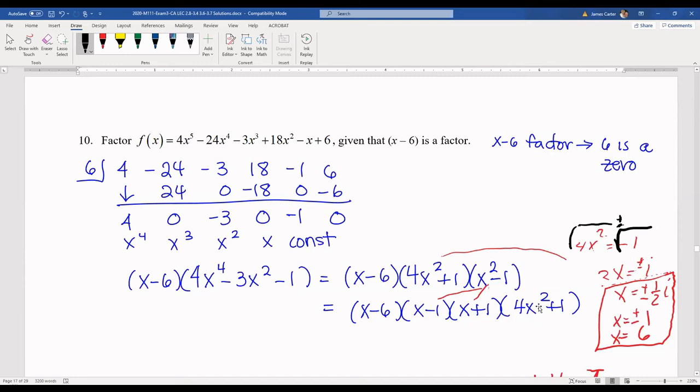And then finally, using the square root property, we take the square root of both sides, plus or minus. We get 2x equals plus or minus i, because that's a negative, that isn't a 1. And now we divide both sides by 2. So x equals plus or minus 1/2 i.